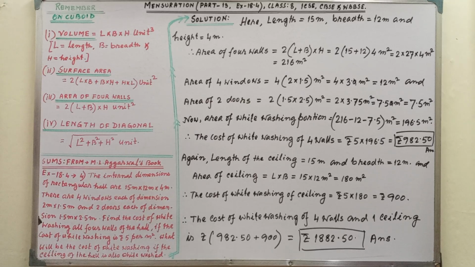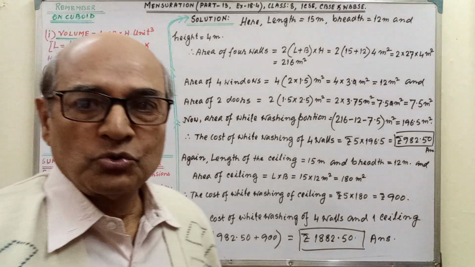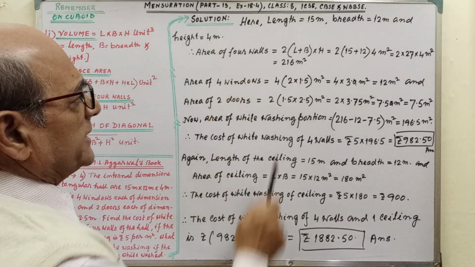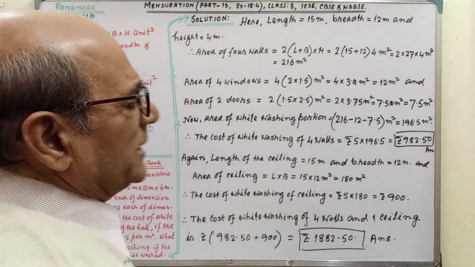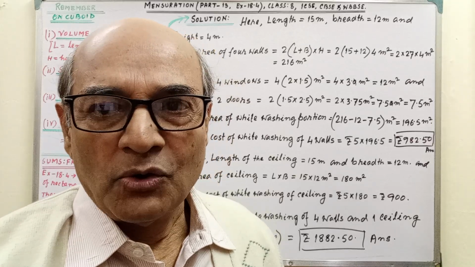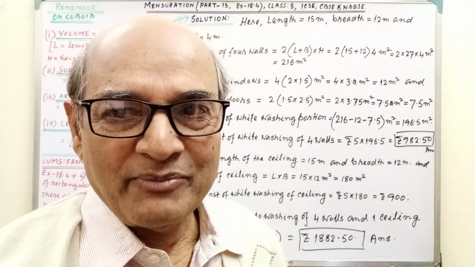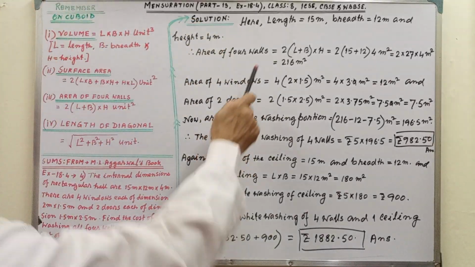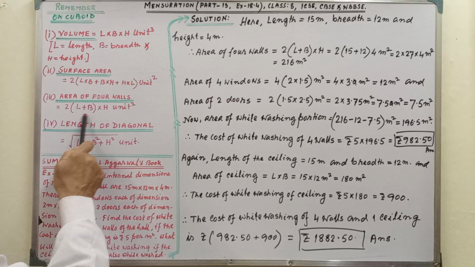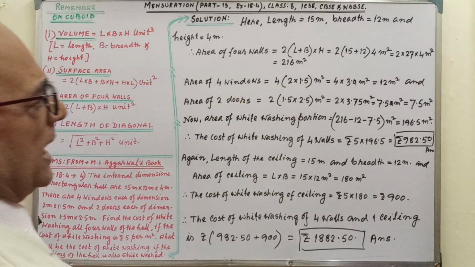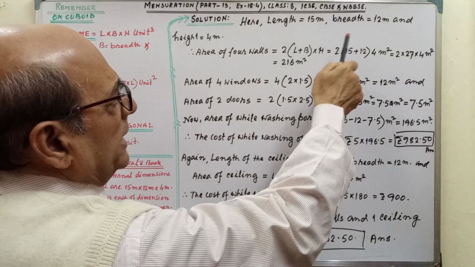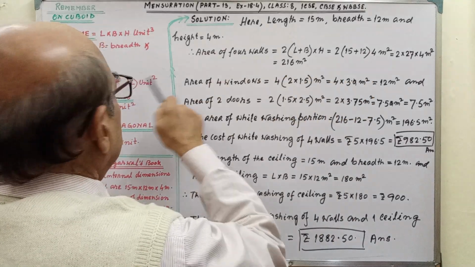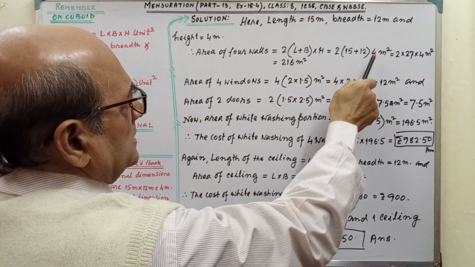This is why we have to find out the area of the 4 walls. Whitewashing for 4 walls, this is why area of 4 walls is 2 into (length plus breadth) into height. By writing the formula, if you do the sum, there will be less chance to commit mistakes. This is why my suggestion, you must do the sum by writing the formula. After writing the formula, we have to put the relevant values: length equal to 15, breadth equal to 12, and height 4 meter.